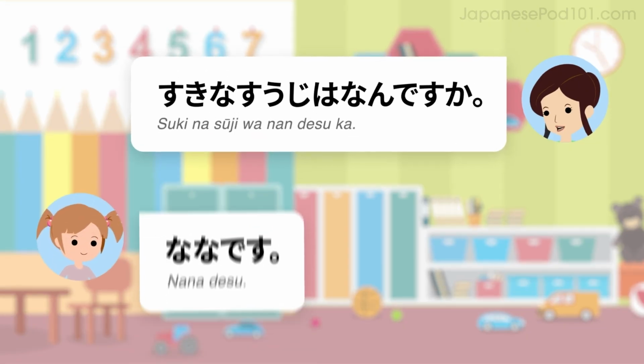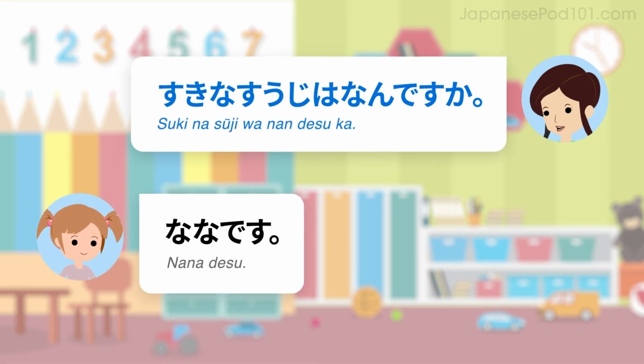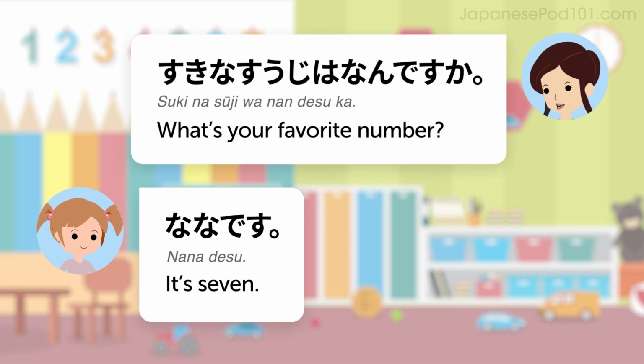Listen to the dialogue. 好きな数字は何ですか ?7 です。 Once more with the English translation. 好きな数字は何ですか What's your favorite number? 7 です。 It's 7.